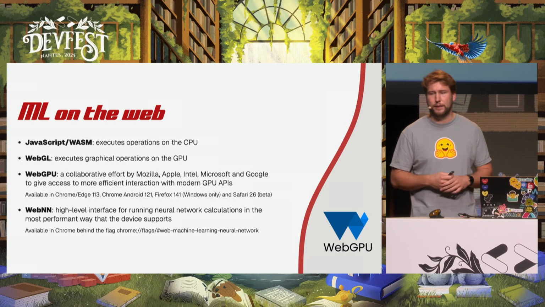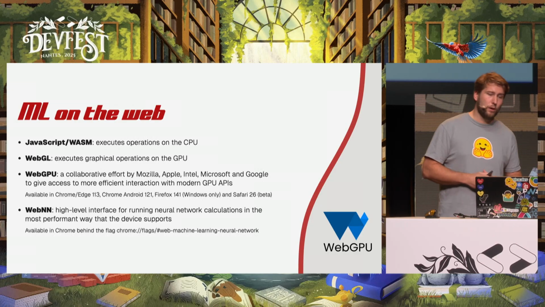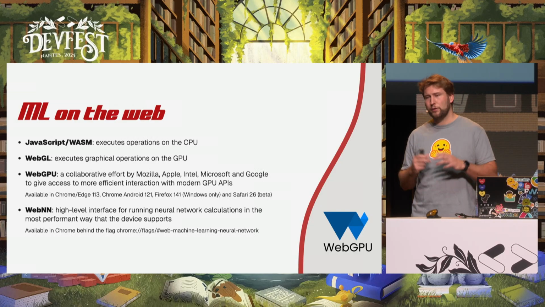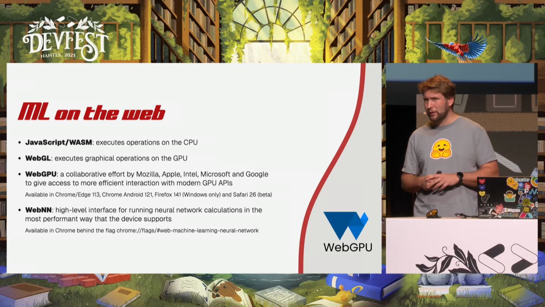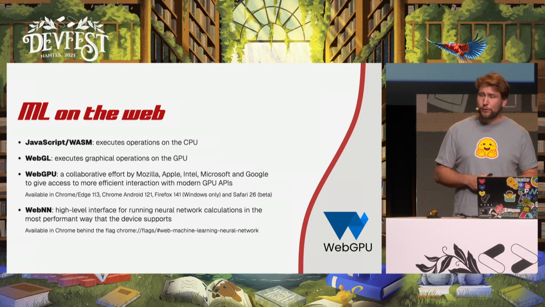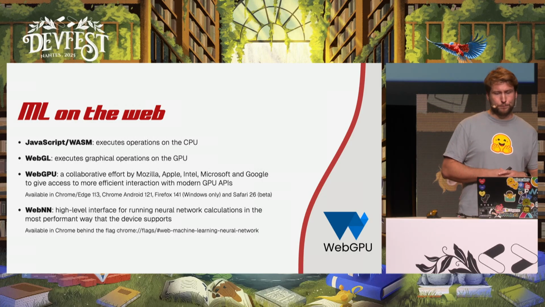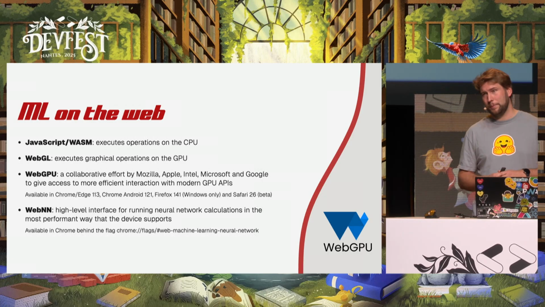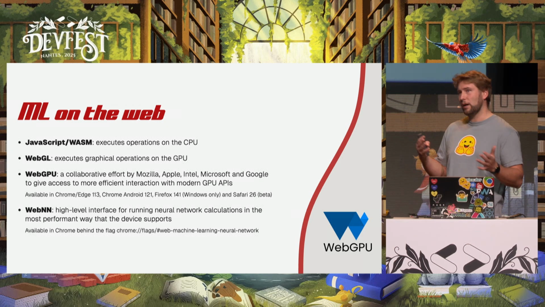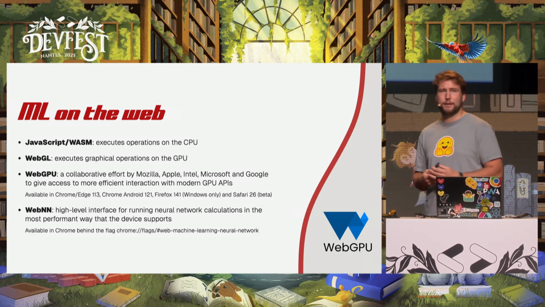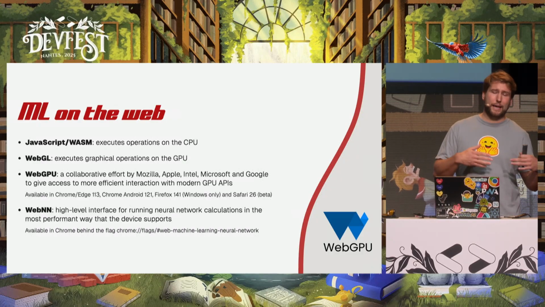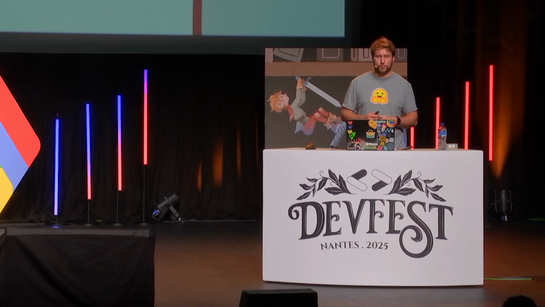GPU to run calculations. There's a new API called WebGPU, or it's rather new because it has been available in Chrome for almost 2 years, I would say. But now it's also available in Firefox and in Safari Beta. So we are close to full browser support for WebGPU, and that is an API that allows us to run any kind of operations directly on the GPU.